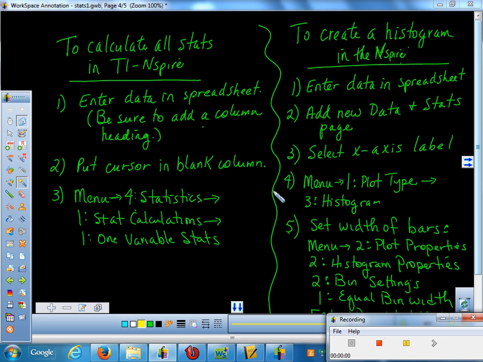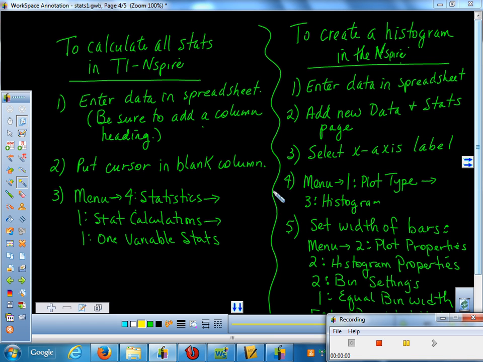One of the things that we will put most use on the Nspire calculator is its ability to calculate statistics for us, particularly if we have a large number of items in our data and we don't want to have to do the calculations by hand. As you can see here, I have written out instructions for what you do to find all the stats on the Nspire calculator here in the left column. And we're going to go through those steps.